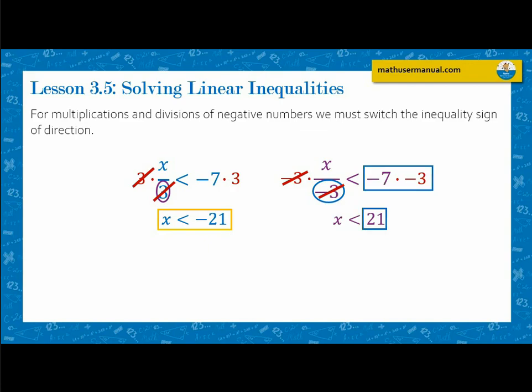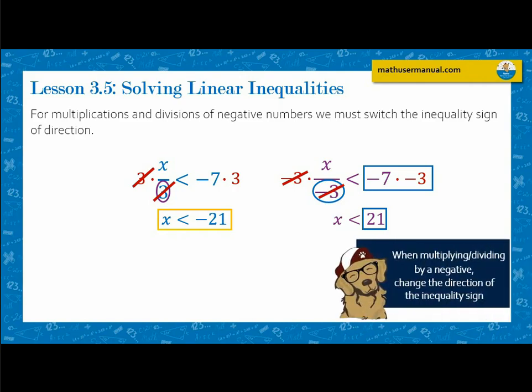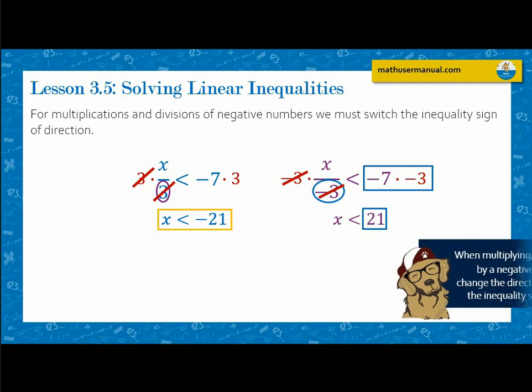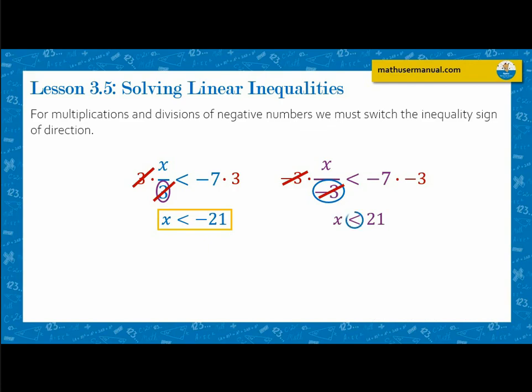But even though our answer is positive, we have to look at this. We're multiplying by a negative 3. So by the rule, we have to switch the inequality sign. So one more time, the rule does not pay attention to what sign the final answer has. The rule pays attention to the intermediate step. We multiplied times negative 3, so we must change the direction of the inequality sign. So if we started with x is lesser than 21, we must end with x is greater than 21.